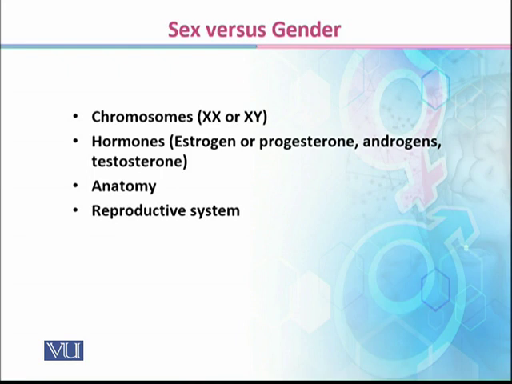The second difference is in terms of hormones, male hormones and female hormones. Female hormones like estrogen or progesterone and male hormones like testosterone, they are found in different levels and different degrees in a male and a female child.